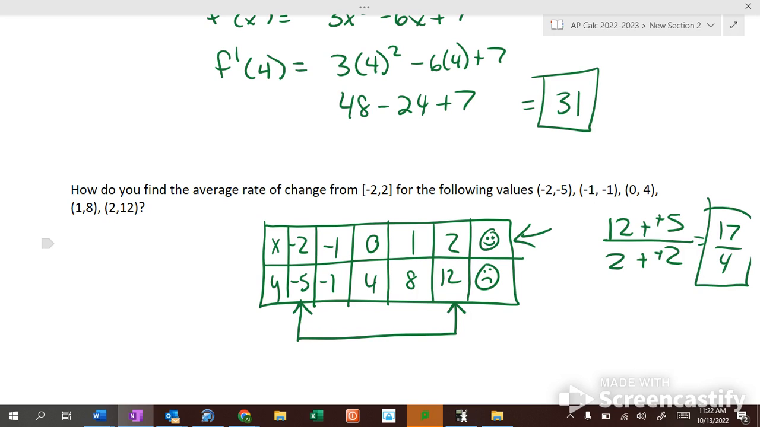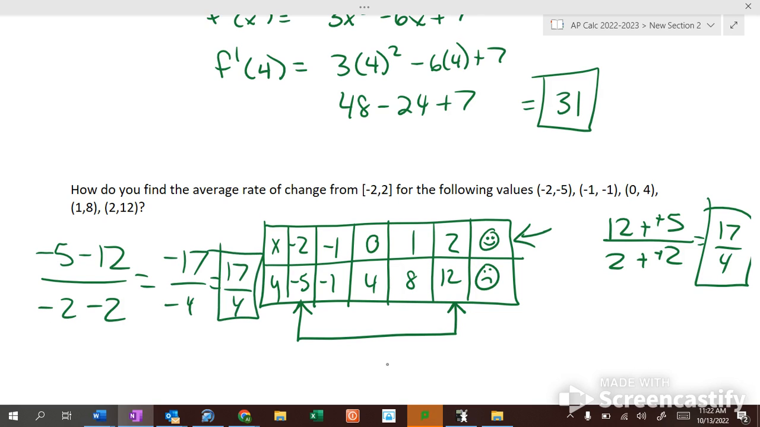Could I go negative 5 minus 12 over negative 2 minus 2, which would give me negative 17 over negative 4, which would be 17 over 4.